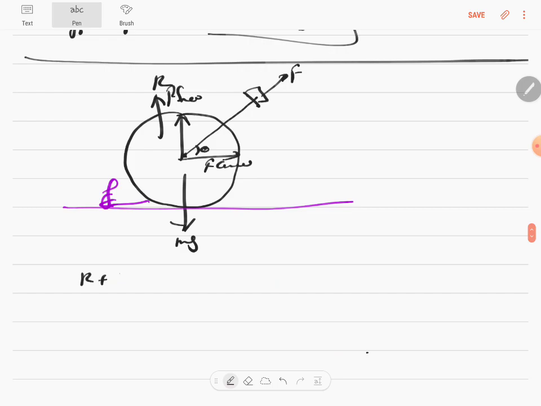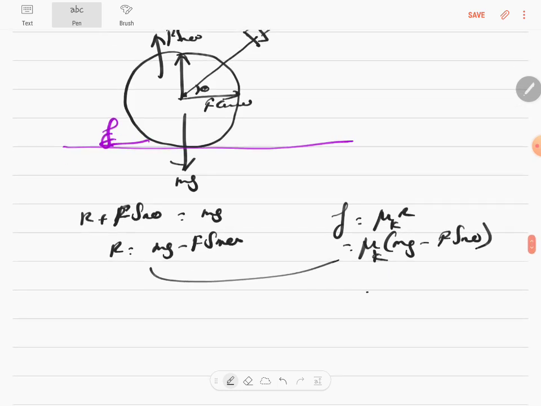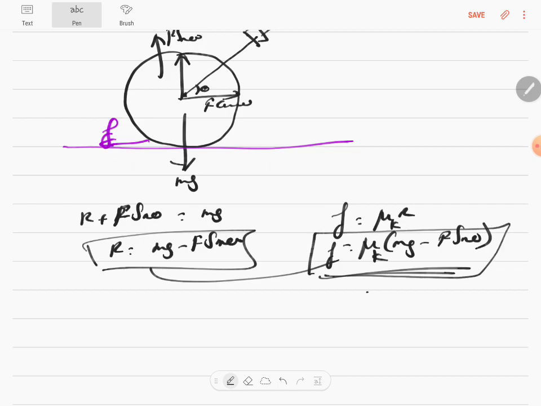Can you see, R plus F sin theta, the up vector, is equal to the down vector mg. The R itself therefore is mg minus F sin theta. And you know frictional force is mu into normal reaction, and substituting the normal reaction from here, it is mu into (mg minus F sin theta). This is the coefficient of kinetic friction because here the road roller is moving, so you have to put mu k here. The normal reaction is lesser, which makes the frictional force also lesser. When the frictional force is lesser, it's easier to pull.